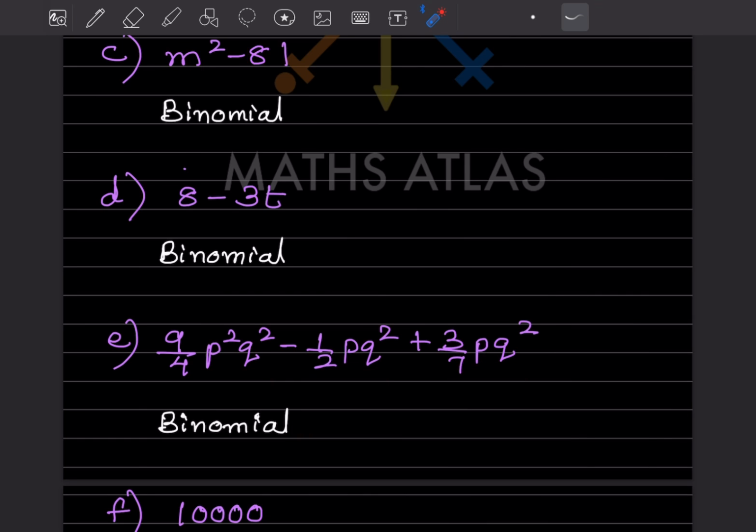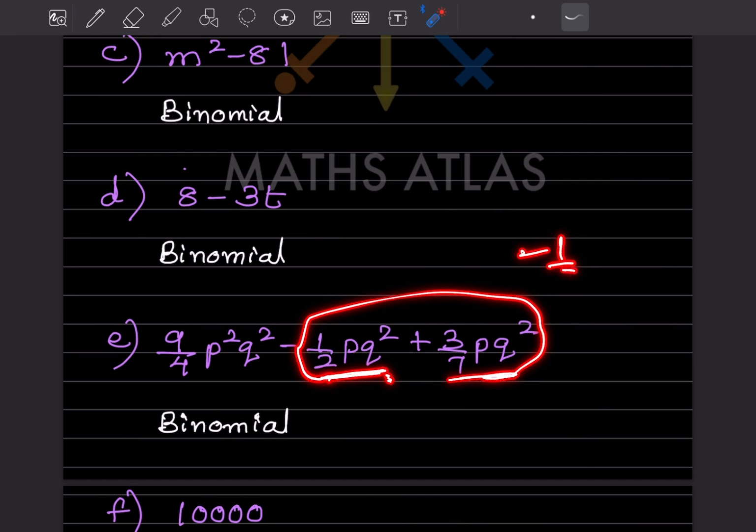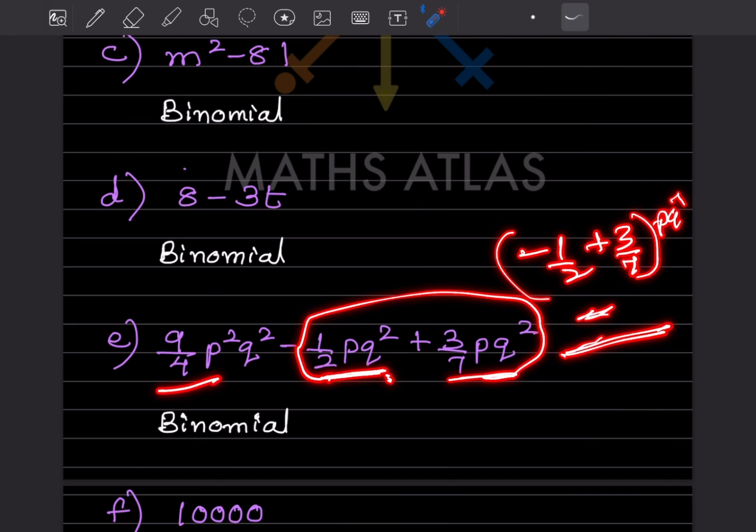Now can you see here, this is PQ square and this also is PQ square. So both are the same, so this is one term when we do minus 1 by 2 plus 3 by 2, 7, and then you will do PQ square and solve this. Whatever answer you get, that is going to be one term. So this one term and this together make one term, so that is going to be a binomial.